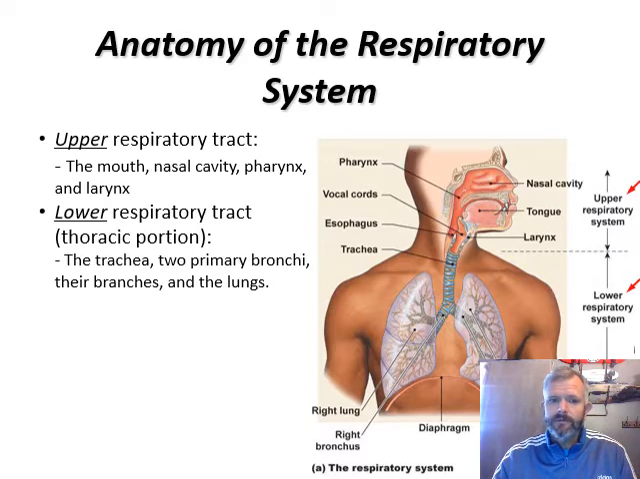So, our little anatomy lesson: we have our upper respiratory tract. First, we bring our air in through either the nasal cavity or the mouth, down the pharynx, larynx, and then we bring it into those lower levels. Everything above the larynx is the upper respiratory tract, below it is the lower respiratory tract.